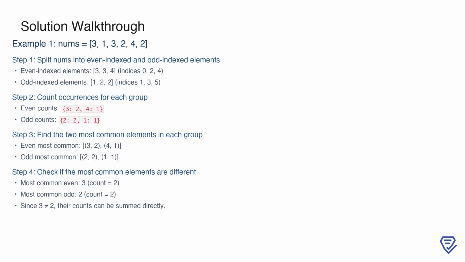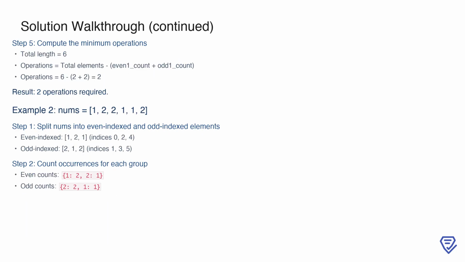The next step is to determine if the most common elements from both groups are different. In this case, the most common number in the even group is 3, and in the odd group, it is 2. Since 3 and 2 are distinct, their counts can be added together directly to calculate the result.